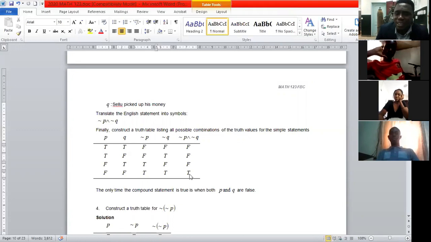So that statement is only true when both what? P and Q are false. That's the only time that the statement will be true. That is, P is not true and Q is also not true. That is the only time that statement is true.